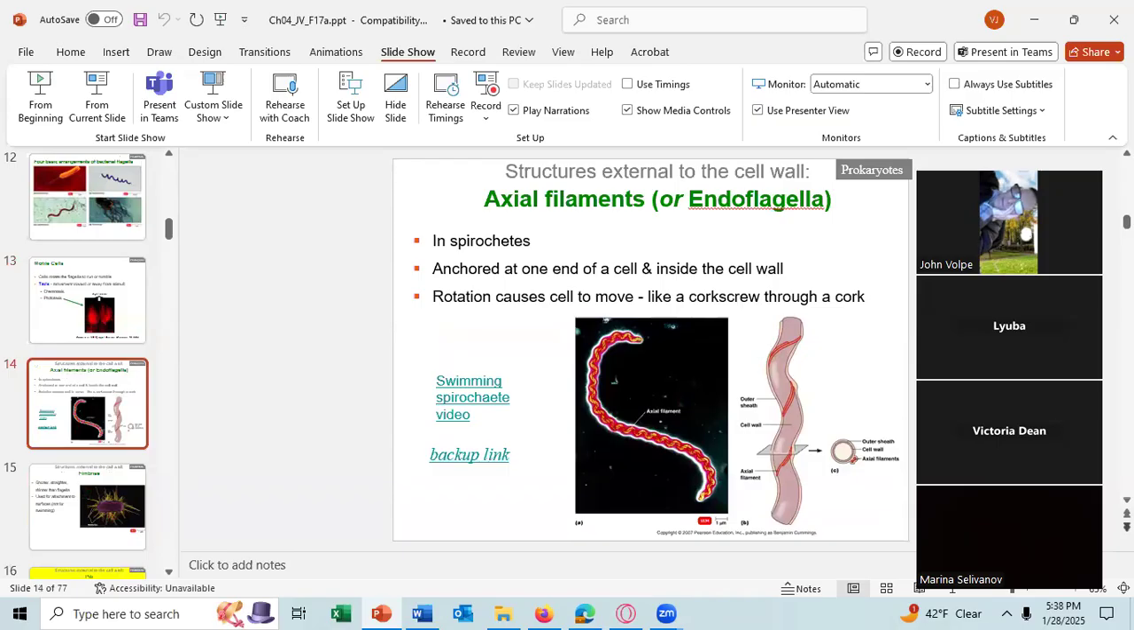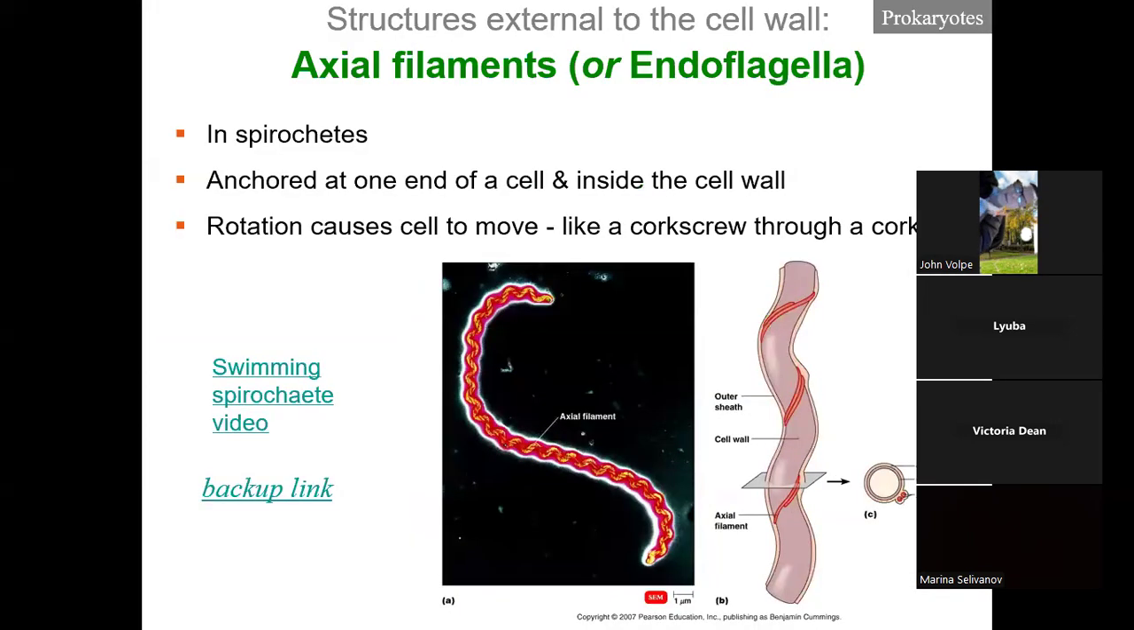Axial filaments, also called endoflagella, are flagella which are inside the cell wall. Inside the cell wall of a cell, we find axial filaments or endoflagella in the spirochete. So here's the spirochete, and there you can see the endoflagella wrapping around the cell and going all around the cell.